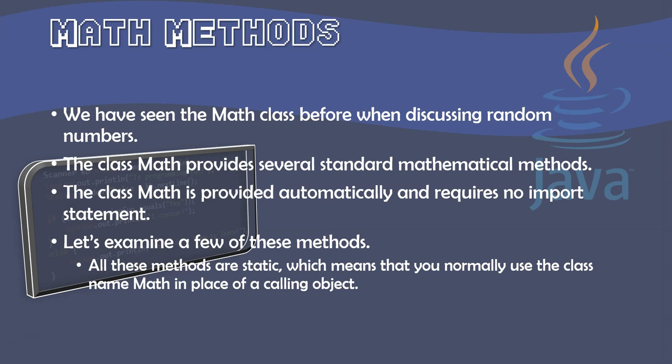Now, all these methods we're going to look at are static methods, which means you don't have to handle them in a special way. We can simply say the class name Math in place of that calling object. I don't have to create a Math object to actually use them.